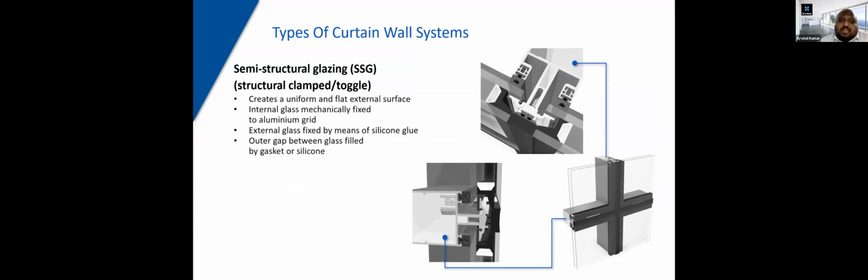What happens here is you have the internal glass, which is mechanically fixed to your mullion. We call this the toggle. And you have the external glass, which is this part. It is fixed by means of a silicone glue. So the outer gap between glass is filled by gasket or silicone. Basically you have this zone which is completely silicone, or in our case, we have another option called the gasket solution, which I'll talk about a little later. But traditionally, there are two forces holding the glass together. One is this mechanical clamp, which you see here, and the other is the structural silicone, which is really giving that water tightness or water barrier.